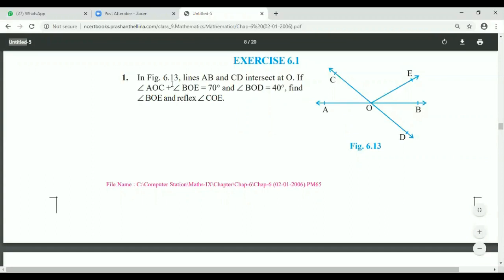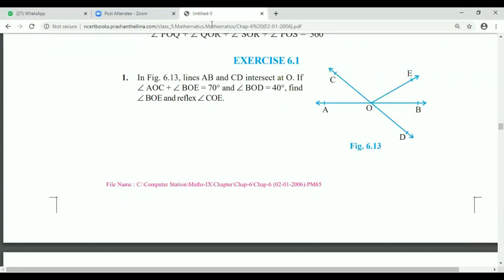In figure 6.13, lines AB and CD intersect at O. If angle AOC plus angle BOE is equal to 70 degrees and angle BOD equals 40 degrees, find angle BOE and reflex angle COE. A figure is also given here. So let's discuss this question.